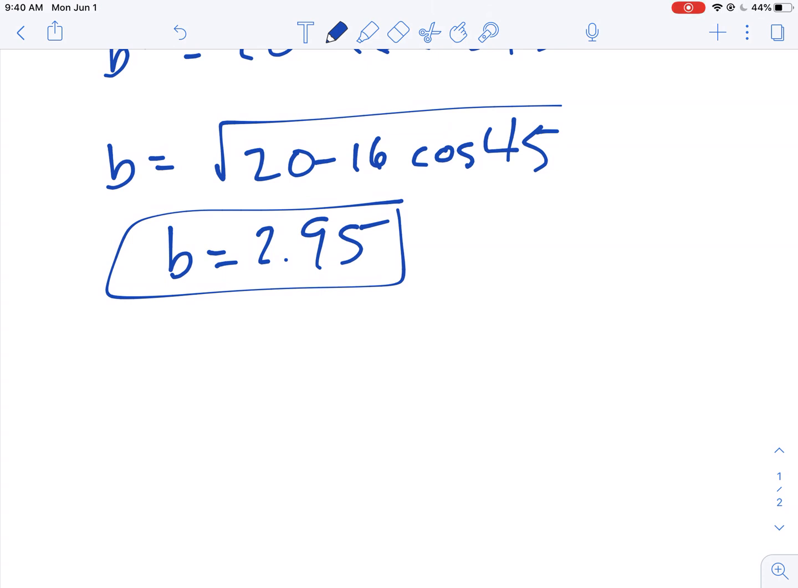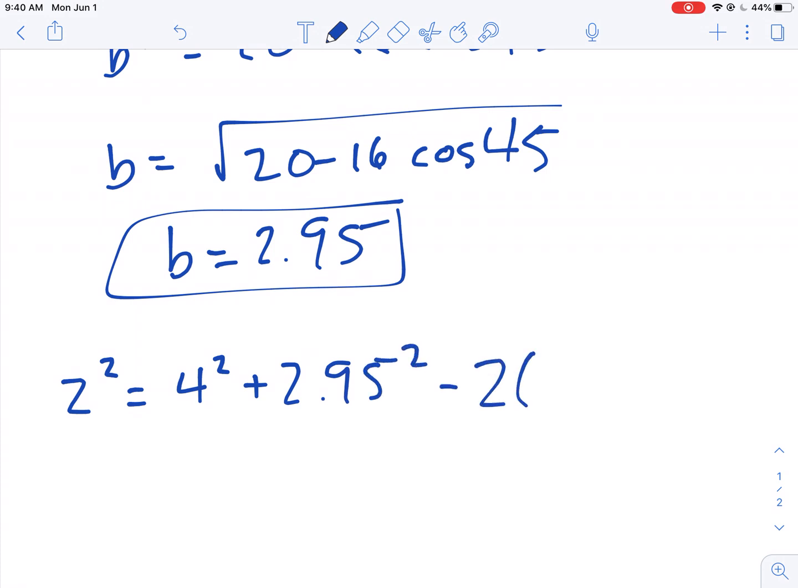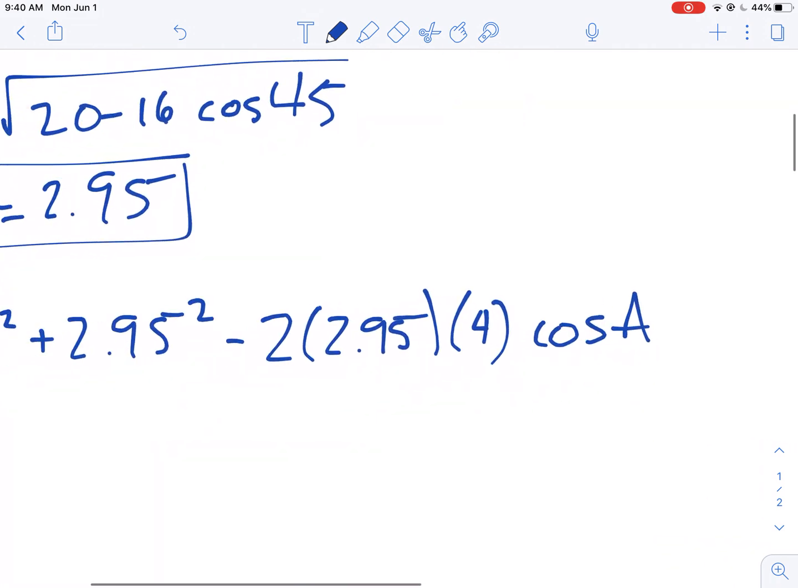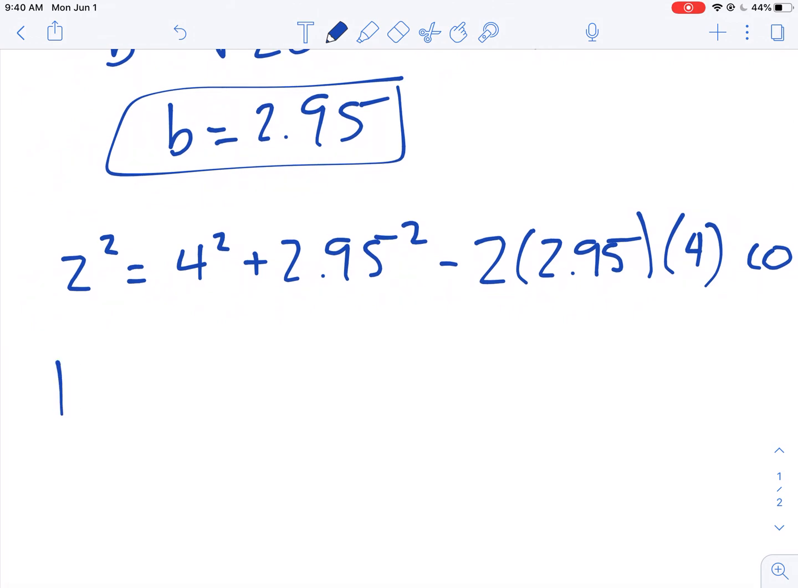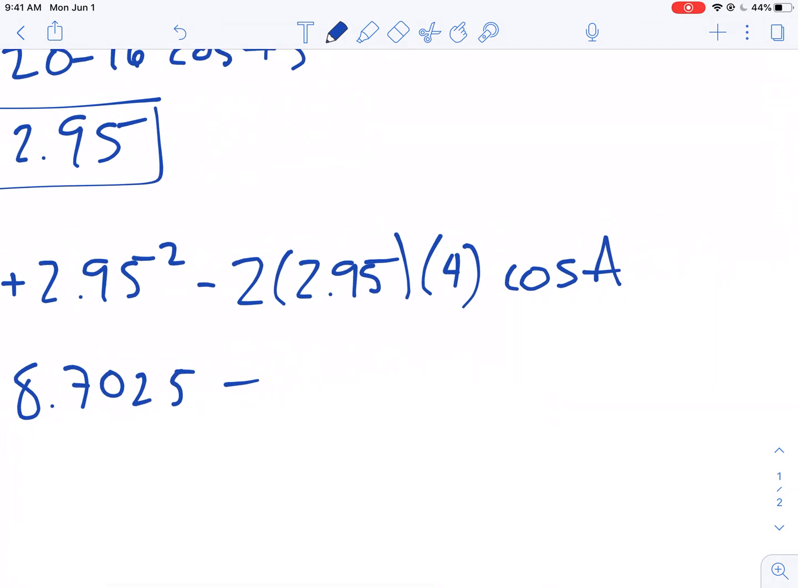I'm just going to work in alphabetical order and find my angle A. So now I'll say 2 squared is equal to 4 squared plus 2.95 squared minus 2 times 2.95 times 4 times the cosine of A. This will be 4 is equal to 16 plus 2.95 squared, which is 8.7025, minus 2 times 2.95 times 4.